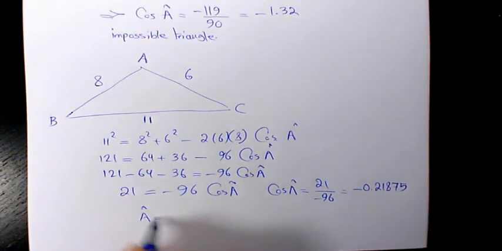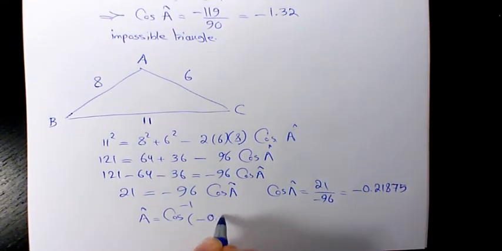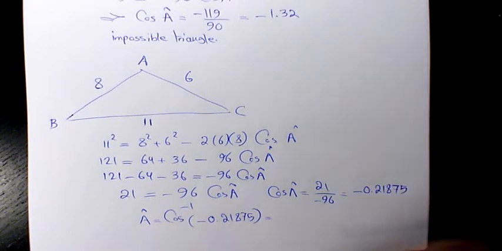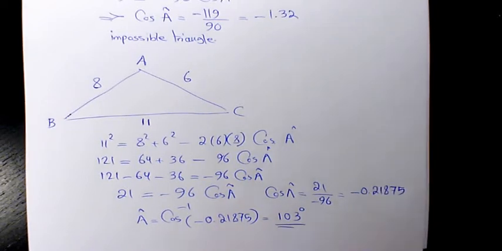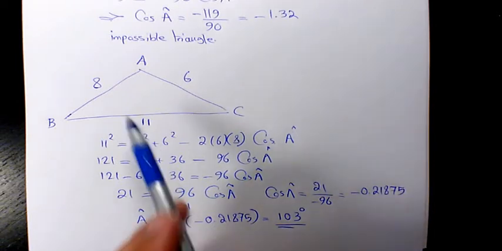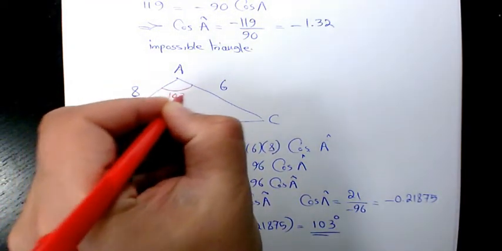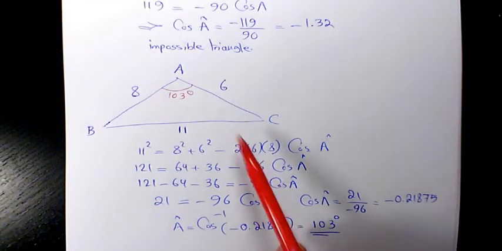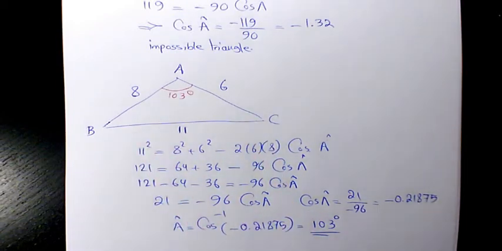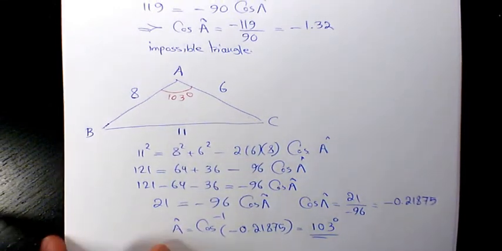Then we can say A is going to be cosine inverse of negative 0.21875. That's going to be 103 degrees. That's how we round it. So A is going to be 103. Then we have 2 more sides to do. Now we can use either cosine law or sine law to find out any other sides. Let me use sine law now.